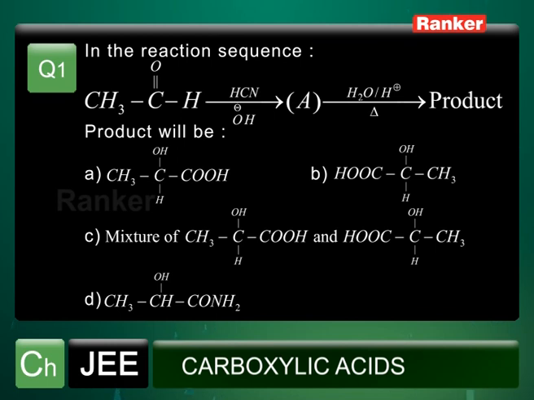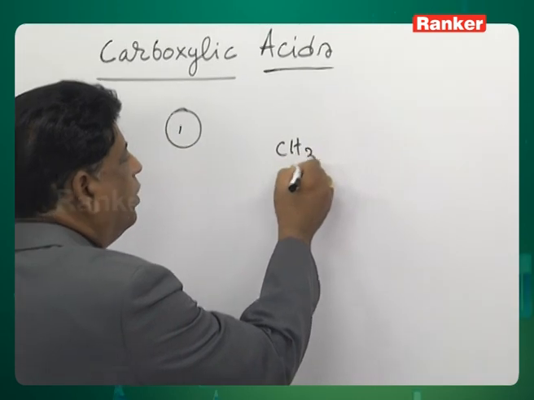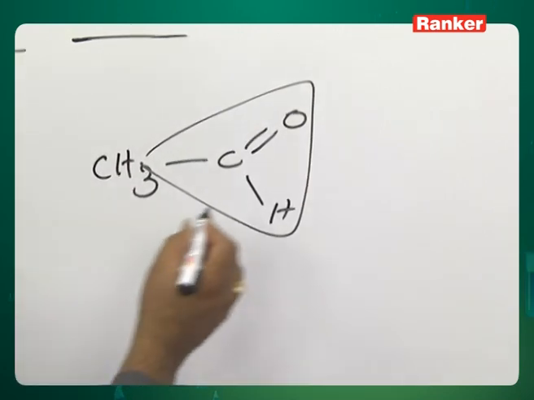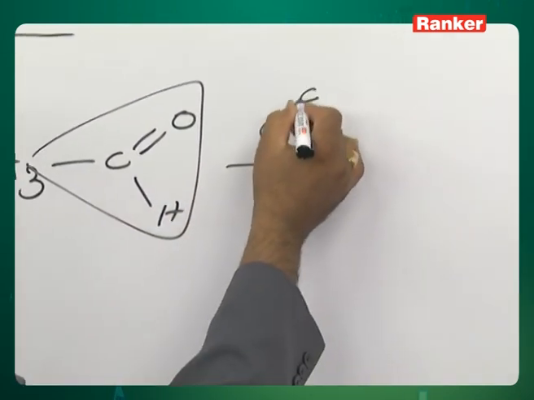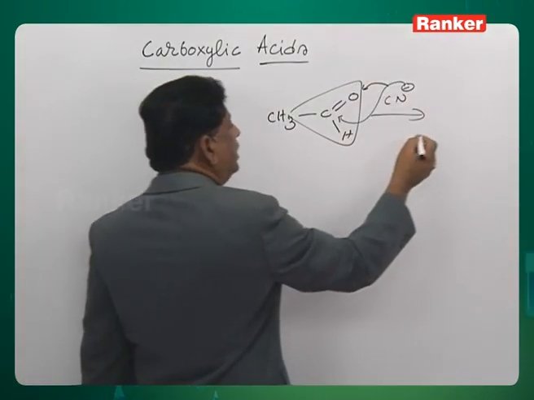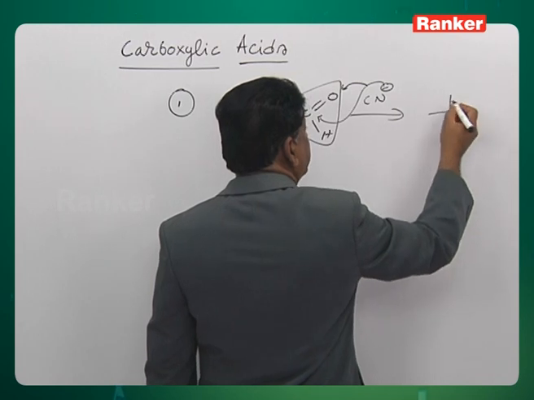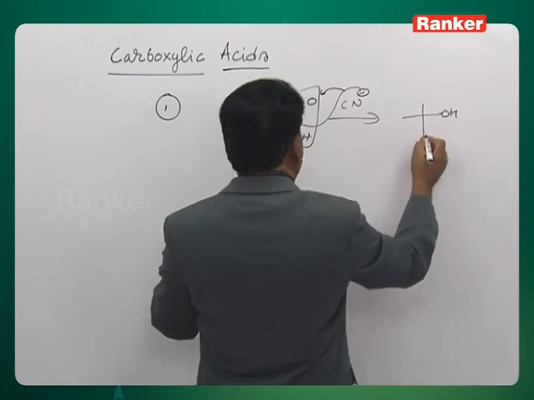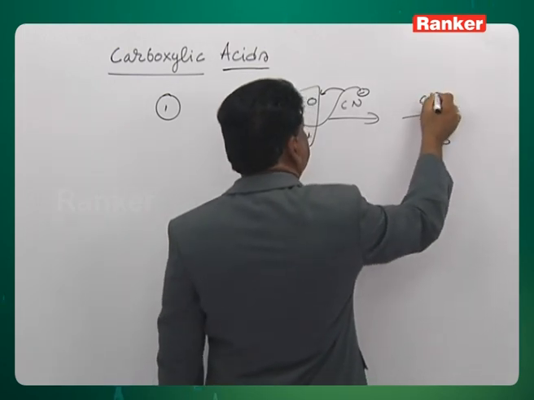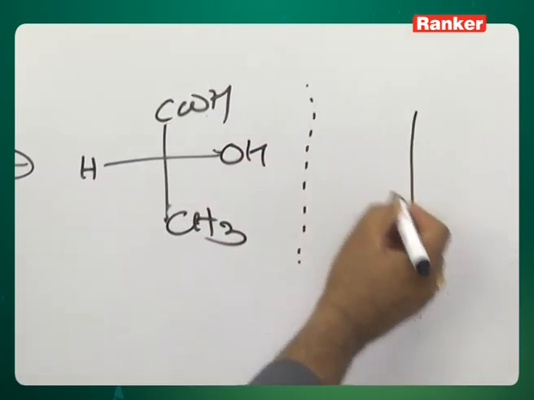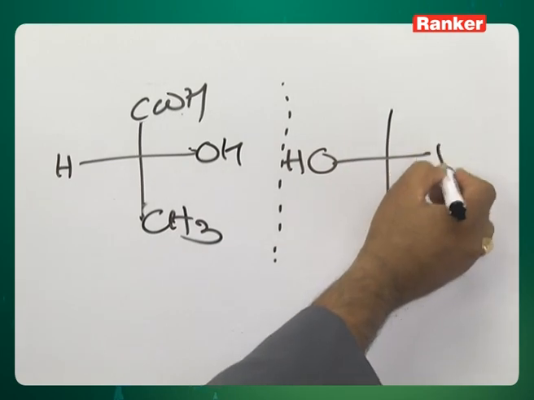But if only one answer is right: in acetaldehyde we have a trigonal planar carbon involved here. With reference to this plane, when cyanide minus attacks, it may attack from this side or from the back side. So this leads to 2 different products. One may have the OH on the right side, methyl group down, and the COOH up. This is one answer, and you also get another answer which is a mirror image of this one, with the hydroxy on this side.